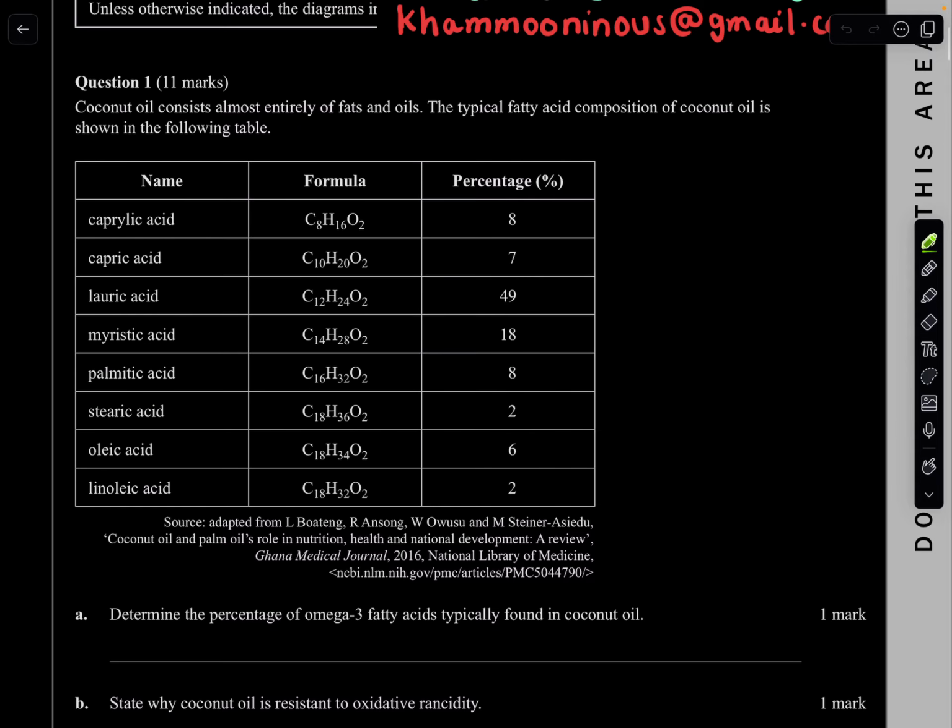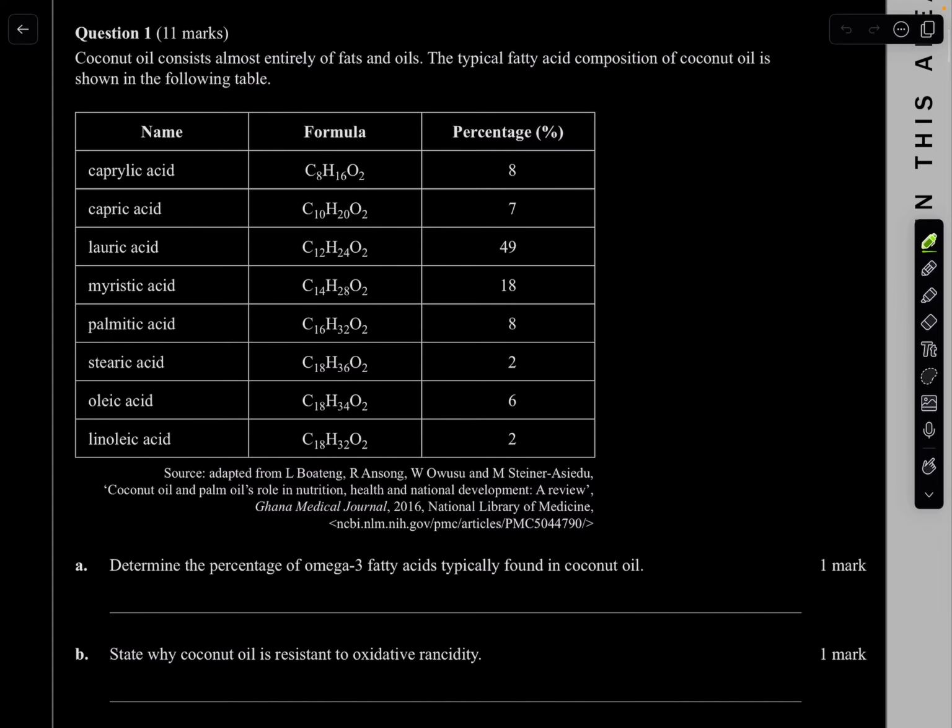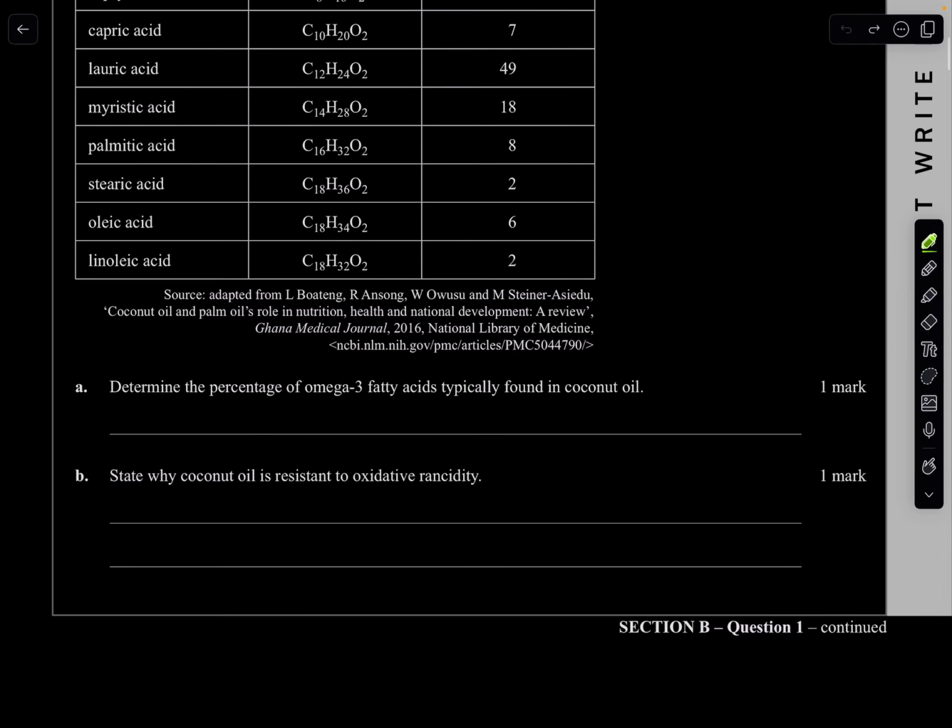Question 1. Coconut oil consists almost entirely of fats and oils. The typical fatty acid composition of coconut oil is shown in this table below. Beautiful. So we have a lot of fatty acids, and we have percentages. We can see that lauric acid has the highest percentage. All right, let's look at the question. Determine the percentage of the omega-3 fatty acid typically found in coconut oil.